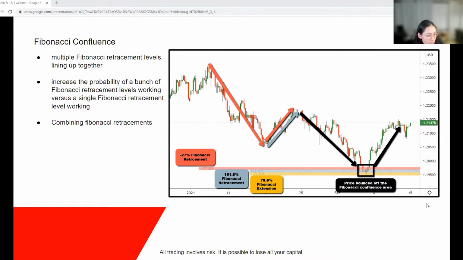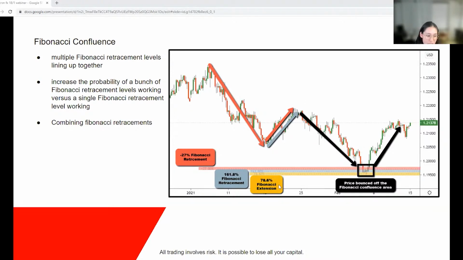So, okay, maybe I'll start with this photo first. Over here, we have a negative 27% Fibonacci retracement. You can see this is the starting point and the ending point is here. Okay. So then we have a 161.8 Fibonacci retracement. That would be starting point here, ending point here.